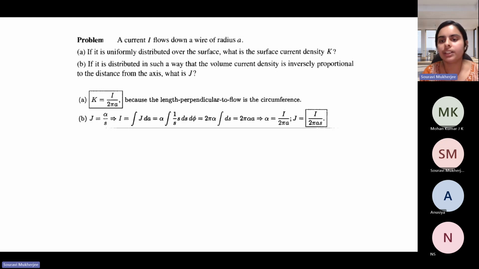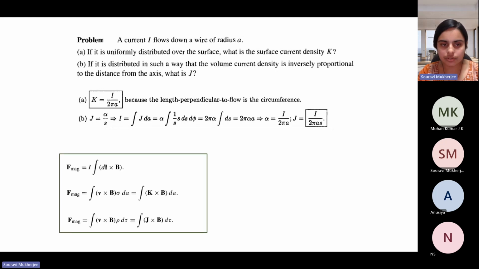And now if you know that, and if you know, suppose, the field around it, you can find the force that it would experience, right? And this is how the force expressions would look like in 1D, 2D, or 3D.